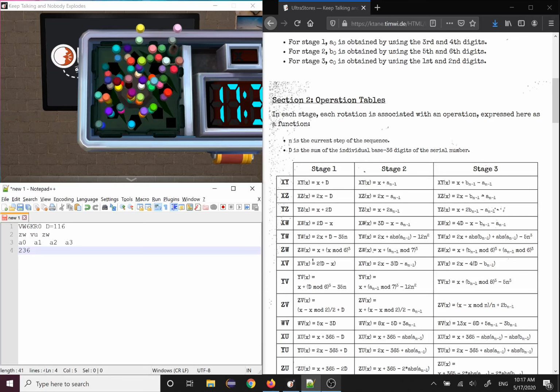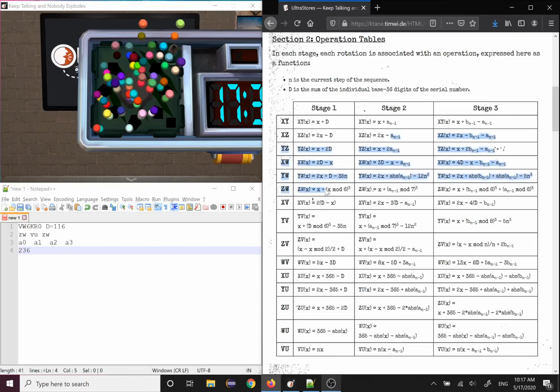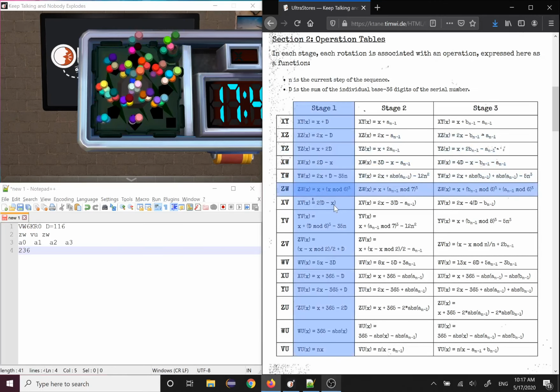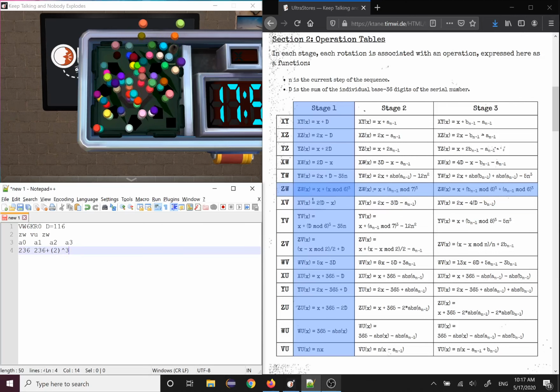Now A1 is calculated by applying function ZW to 236, and so we'll find it here. ZW is here, stage 1, so ZWX is equal to X plus X mod 6 cubed. And so when we apply modulo 6 to 236, we would get 2. You can check that with a calculator, or you can use the Google calculator. I do mental math for a lot of these, or have a calculator at hand as well. Now 2 cubed is 8, and then 236 plus 8 is 244.